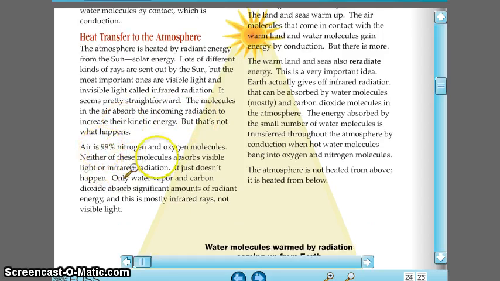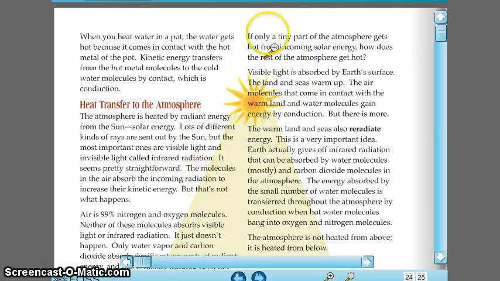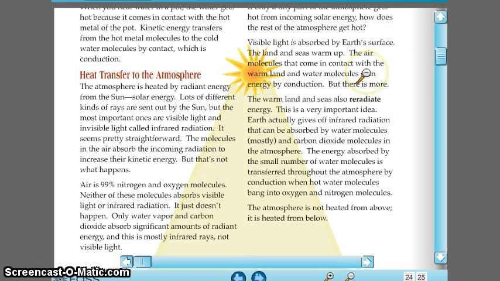Okay, the air is 99% oxygen and nitrogen molecules. Neither of those types of molecules absorb visible light or infrared radiation. It just doesn't happen. Only water vapor and carbon dioxide absorb significant amounts of radiant energy, and mostly infrared rays and not visible light. It goes on to talk about here how only a tiny part of the atmosphere gets heat from incoming solar energy. So how does the rest of the atmosphere get hot?